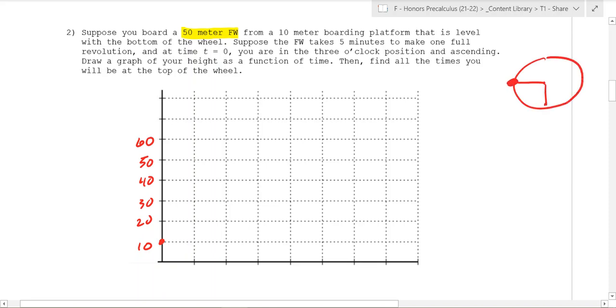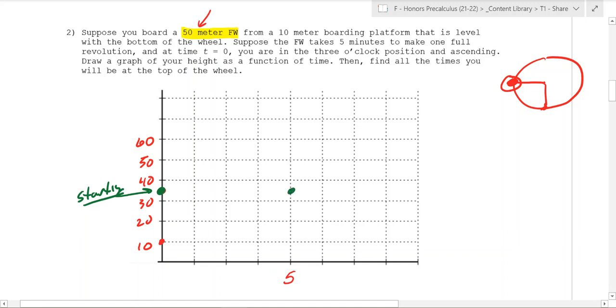If you're right here at 3 o'clock, you're halfway up. Halfway up means you're 25 up from your starting position of 10, so you'll be at 35. This right here in green is your starting position. Maybe there's a platform really high up. It takes 5 minutes to go around, so you'll be back where you started after 5 minutes. Let's put 5 minutes right here.